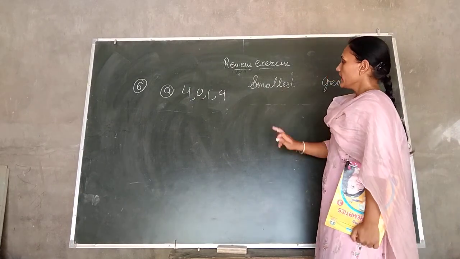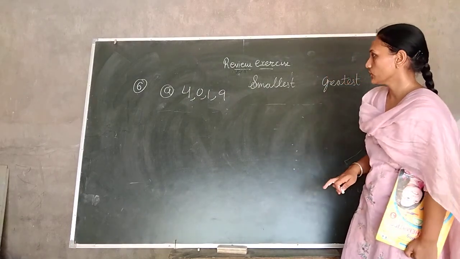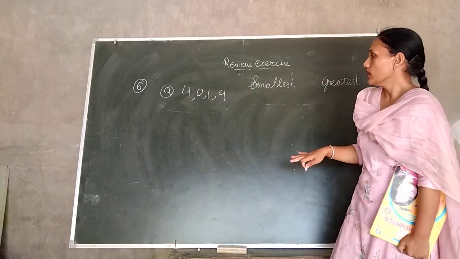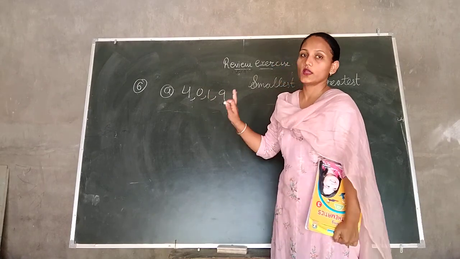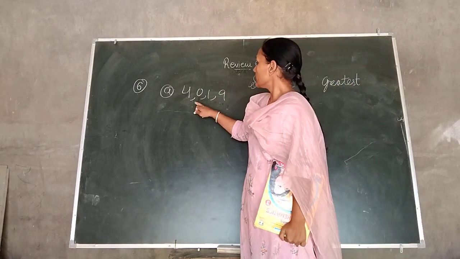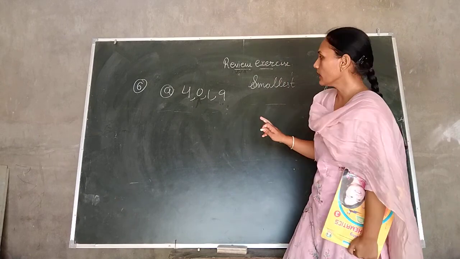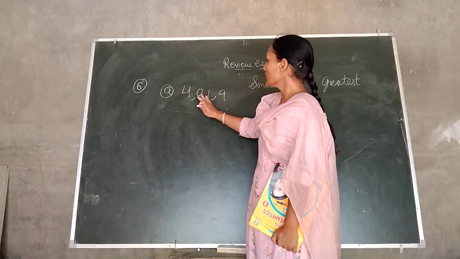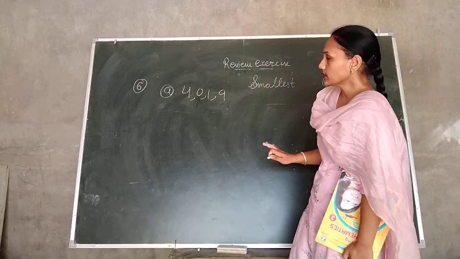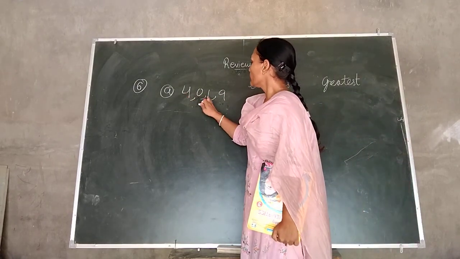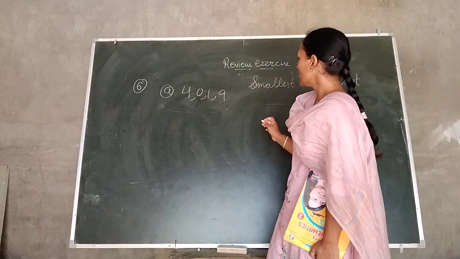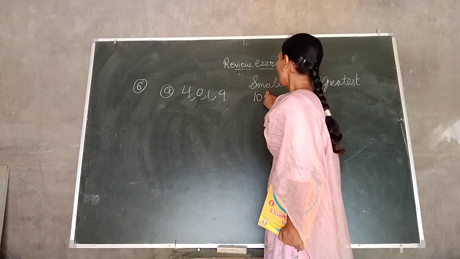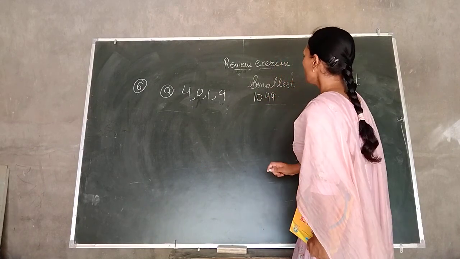So when we have to make the smallest number, we will arrange these digits in ascending order. But here it is 0, which is the smallest digit, and we can't write 0 as the starting digit. So we will find the smallest digit among the remaining digits, 4, 1, 9. Here 1 is the smallest digit. Next we will write 0, then 4, then 9. This is the smallest number.